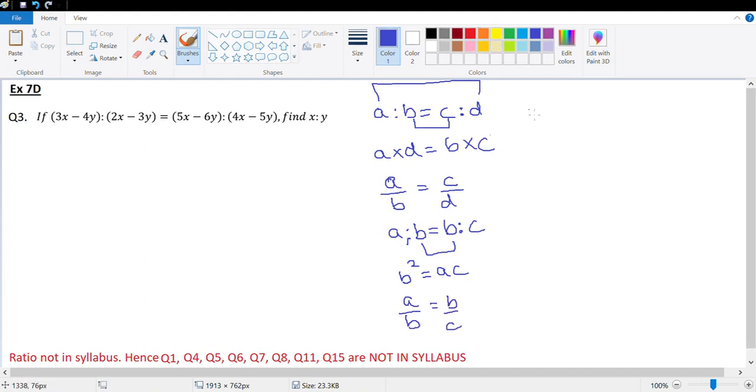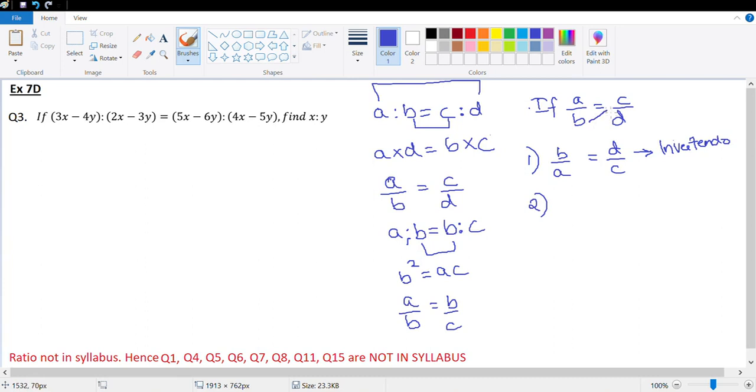Then we talked about certain properties of proportion, which was if A upon B is given equal to C upon D, then we talked about five different properties. First one, if I take the reciprocal of both the sides, which means B upon A would be equal to D upon C. This property is known as invertendo, which is you inverting the terms on both sides.